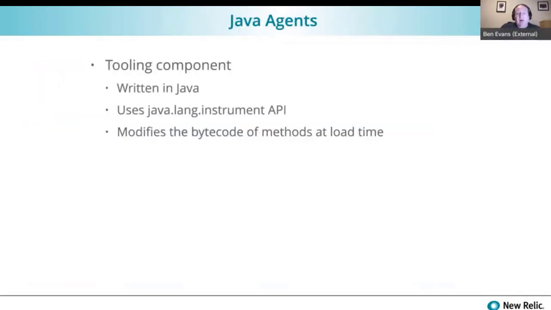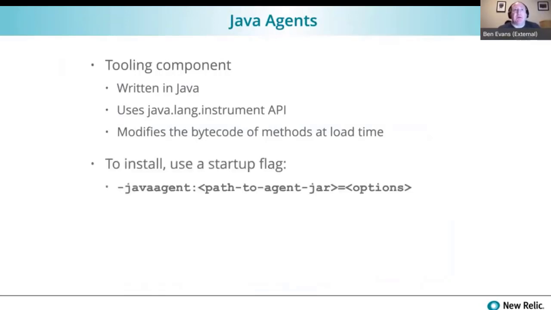This obviously is a Java presentation. So what we care about are Java agents. And this is something which I'm not sure too many people are that familiar with. A Java agent is a tooling component that's written in Java, which uses an API called Java Lang Instrument, which modifies the bytecode of methods. As classes are loaded, an instrumentation API can modify the bytecode before they get loaded in.